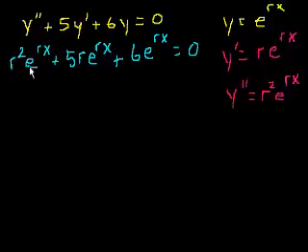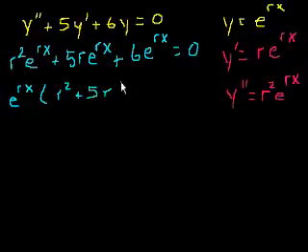And something might already be surfacing to you as something we can do to this equation to solve for r. All of these terms on the left all have an e to the rx. So let's factor that out. So this is equal to e to the rx times r squared plus 5r plus 6 is equal to 0. And our goal, remember, was to solve for the r or the r's that will make this true. And in order for this side of the equation to be 0, what do we know? Can e to the rx ever equal 0?